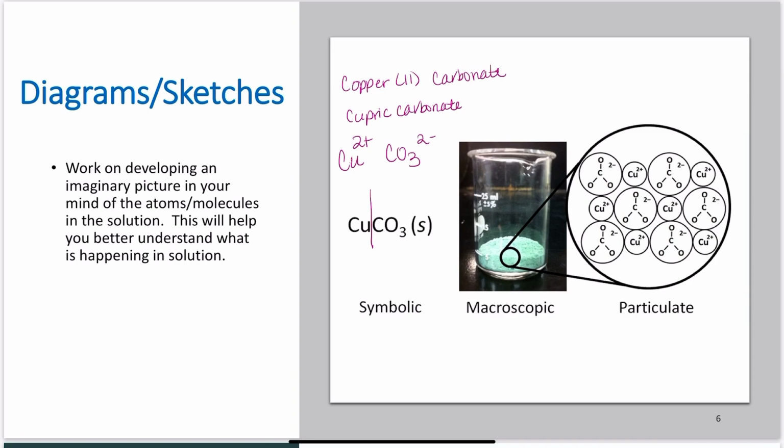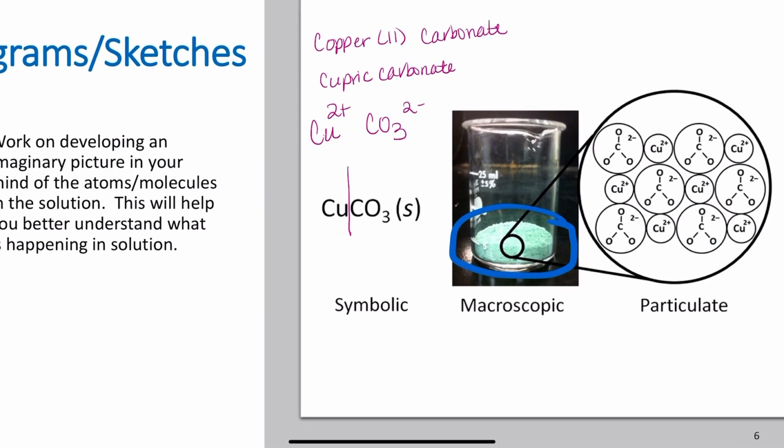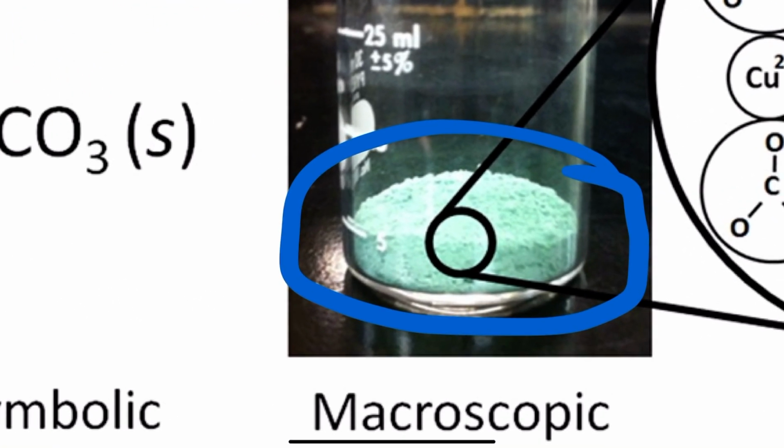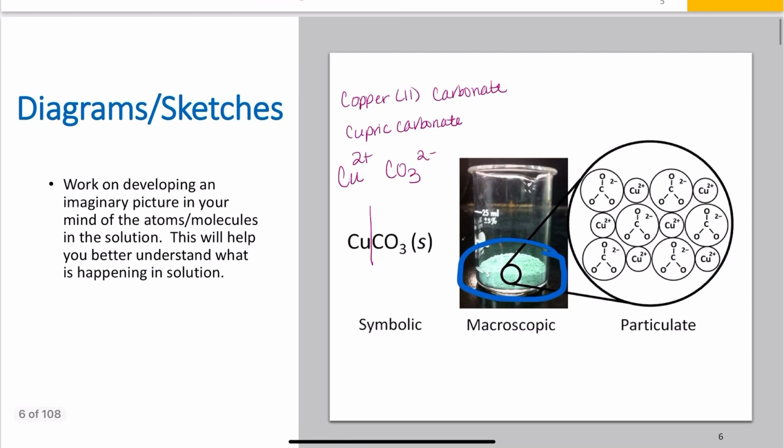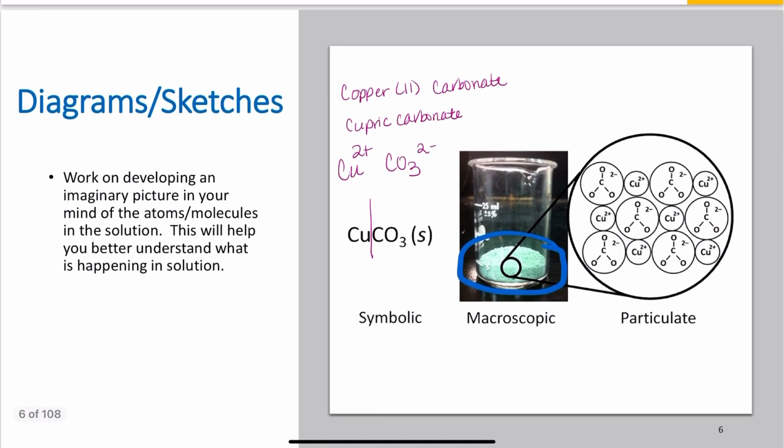Macroscopic would be looking at the particles themselves in the beaker. We see here that copper carbonate is this bluish green color. It's kind of a seafoam green if you want to be creative on the coloring here. That's what it looks like to the naked eye. What I need you to see, though, is what it actually looks like when it comes to the particles themselves.